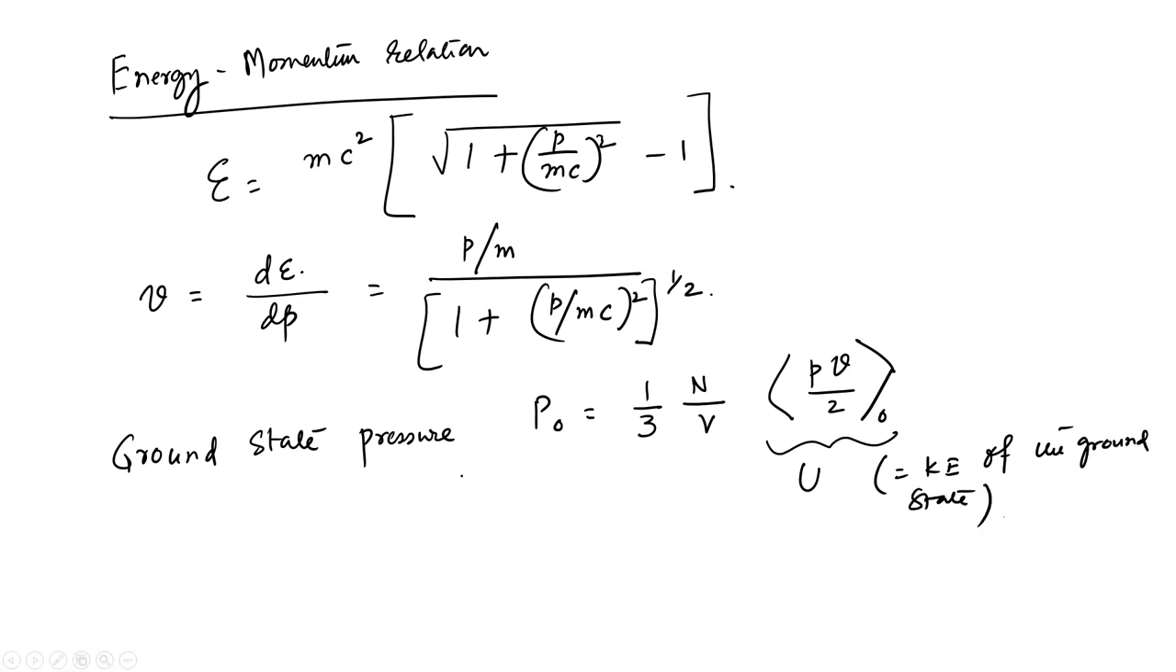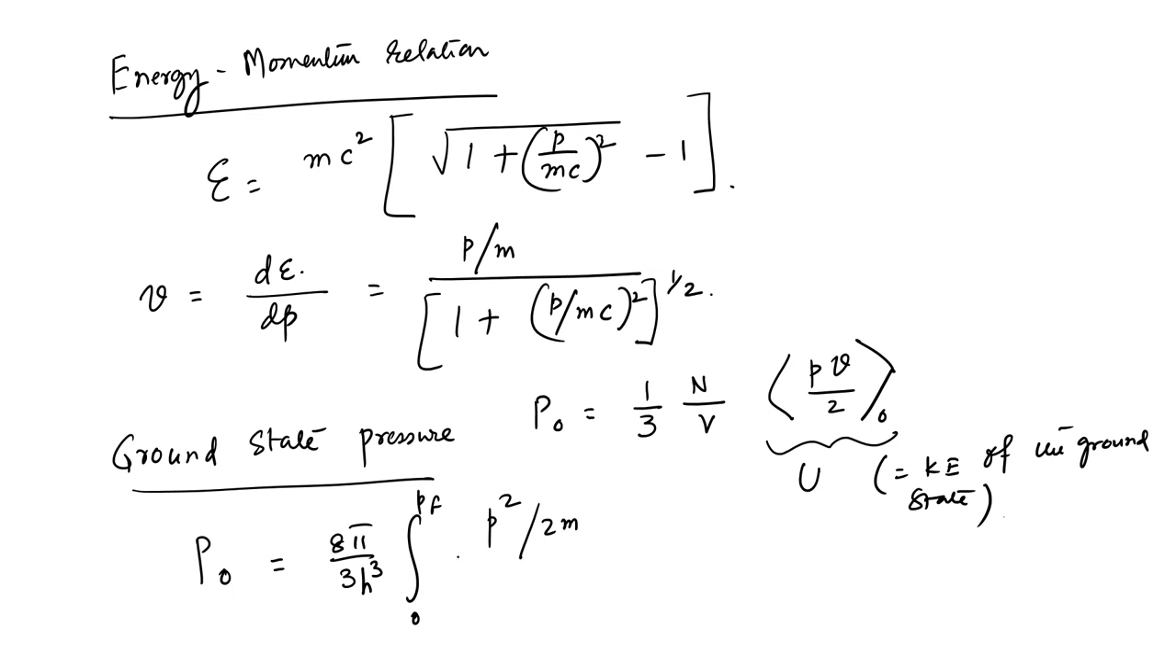All right. So, this is a pressure expression, and we can actually do a little more and calculate the explicit value of pressure. And why am I writing 0? Because it is a ground state pressure. So, this is equal to 8π/3h³ times the integral from 0 to p_F. This is how we calculate pressure, and then we have the velocity and this 2m, and then 1 plus (p/mc)², and then p² dp. And this integral, if you calculate, you will get the pressure, and we will do that.